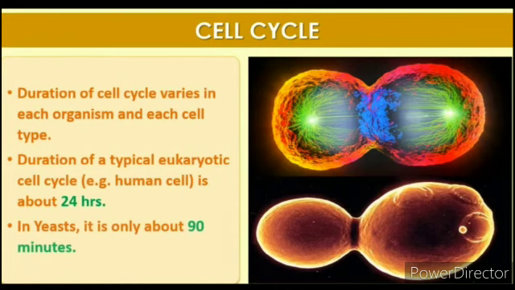A typical eukaryotic cell cycle is illustrated by human cells in culture. These cells divide once in approximately every 24 hours. This duration of the cell cycle can vary from organism to organism and also from cell type to cell type. In yeast, the cell cycle is only about 90 minutes. In human cells it is 24 hours, and in yeast cells 90 minutes.